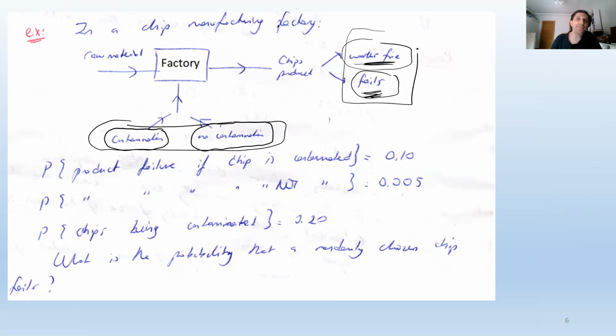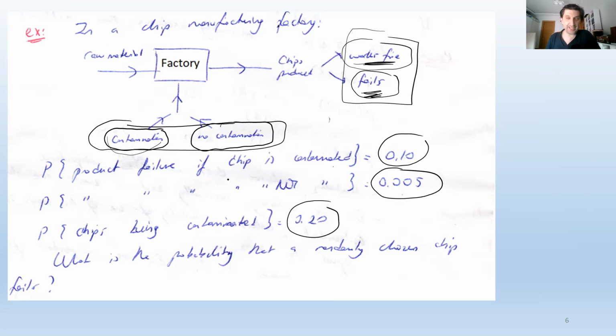So there are two random variables here: whether the manufacturing is contaminated or not, and whether the chip is going to work fine or is going to fail. There is some information given in the question, and usually this information will be given in statements in words, so you have to change everything to mathematical representation. So this says that a certain probability of product failure if the chip is contaminated is given. The probability that the product is going to fail if the chip is not contaminated is given. And the probability of chips being contaminated is given. Now the question is, what is the probability that a randomly chosen chip fails?